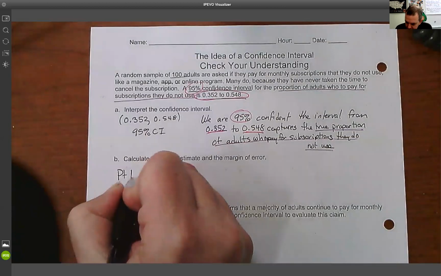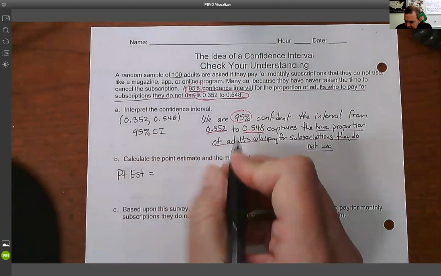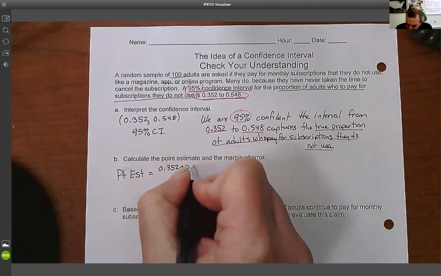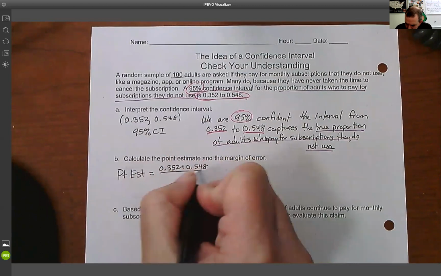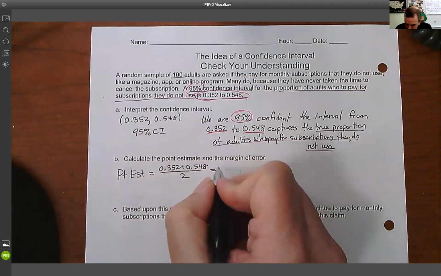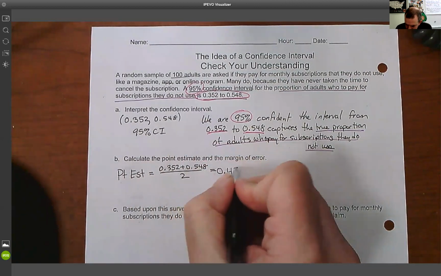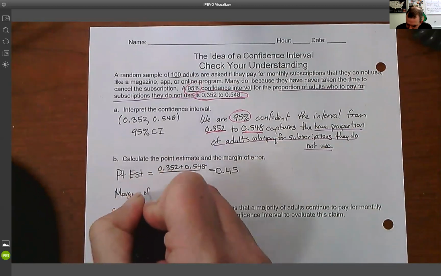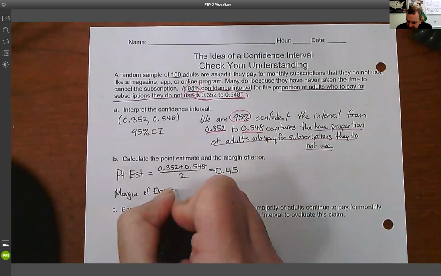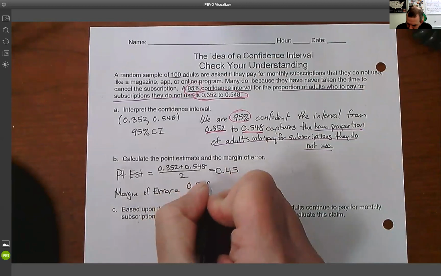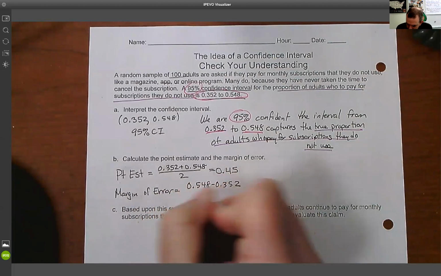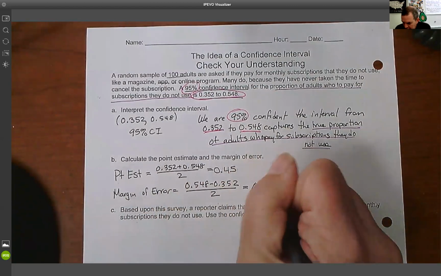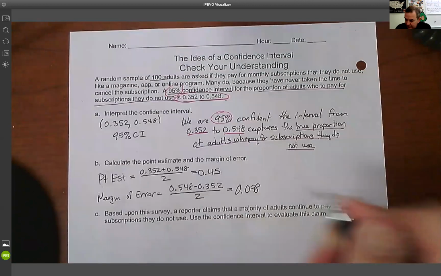The next thing is calculate the point estimate. To calculate the point estimate, I'm going to take the two extremes, 0.352 plus 0.548, and divide by 2. When I do that, I'm going to get 45%. And to calculate the margin of error, I'm going to take the difference of the two: 0.548 minus 0.352, divided by 2. And that's going to give me 0.098.